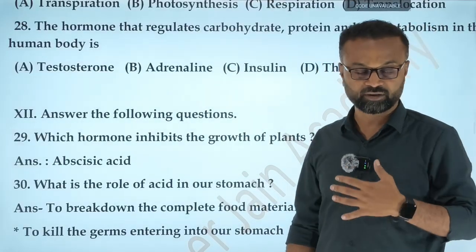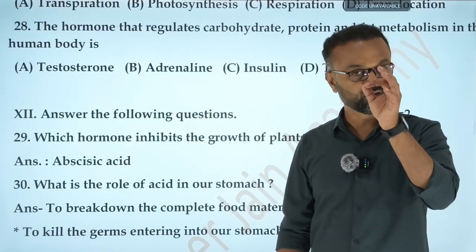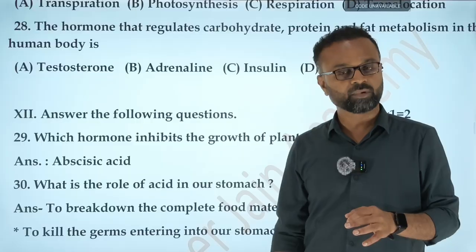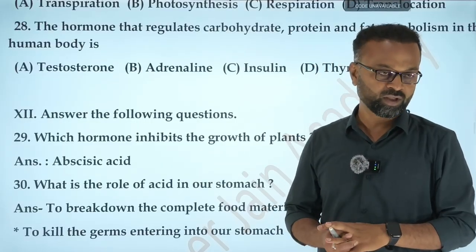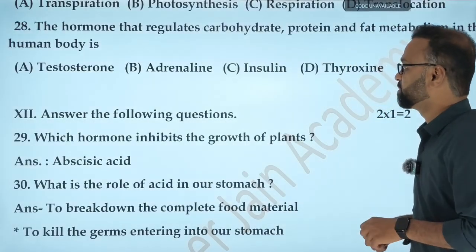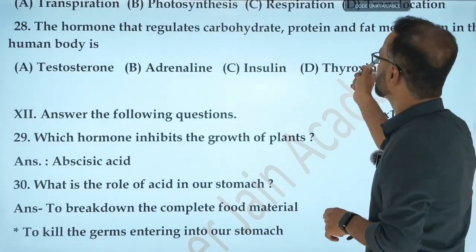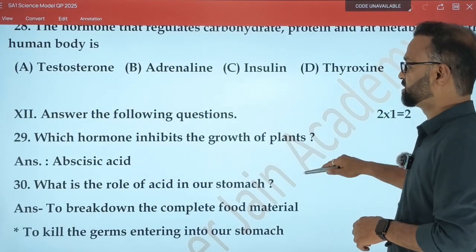Similarly, the adrenal gland will secrete the adrenaline hormone, which will help in emergency situations. The pancreas will secrete the insulin hormone that will regulate the blood sugar level. The pituitary gland will secrete the growth hormone, which will regulate growth in our body. Remember all these hormones. Yes? 1 mark. Very simple. The hormone that regulates this is option D, that is thyroxine. Hope this is clear.